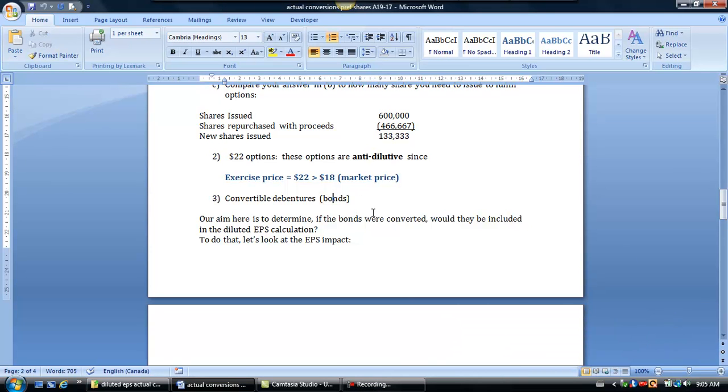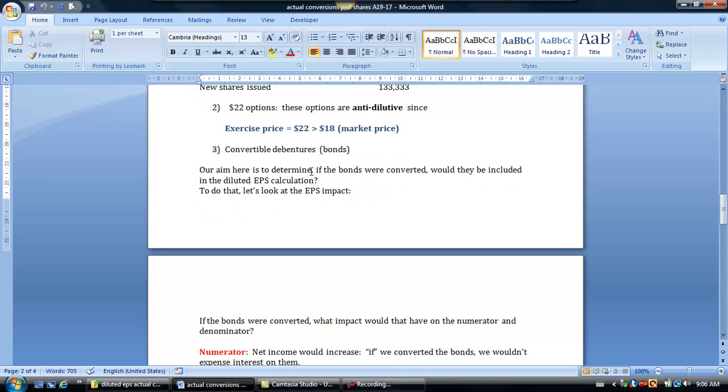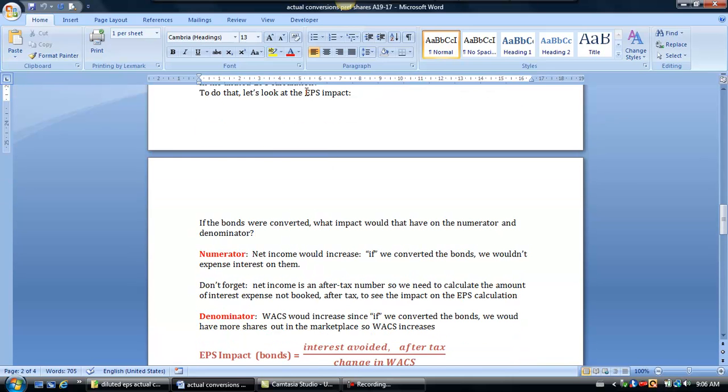So now, let's have a look at the convertible debentures, which we know are bonds. Our aim here is going to be to determine if the bonds were converted, would they have been included in the diluted EPS calculation. So let's remember what we learned in a previous video and see if we can now take this concept and apply it to bonds. Again, the bonds weren't converted, so it's a truly what-if scenario. We have no actual conversions. So if the bonds were converted, let's have a look at the EPS impact that it would have had.